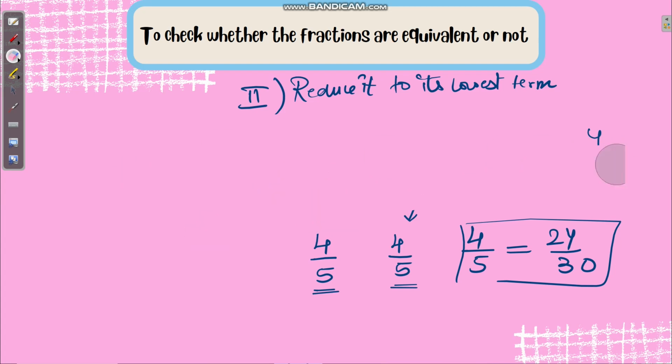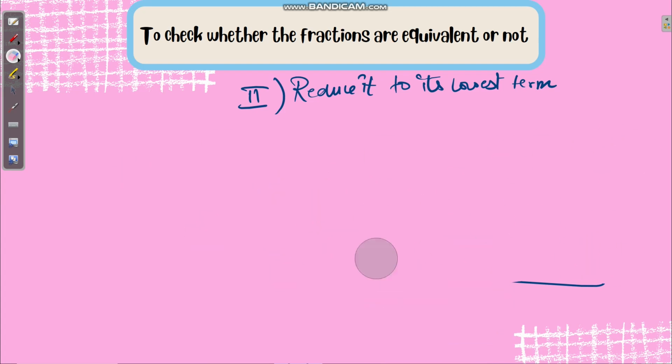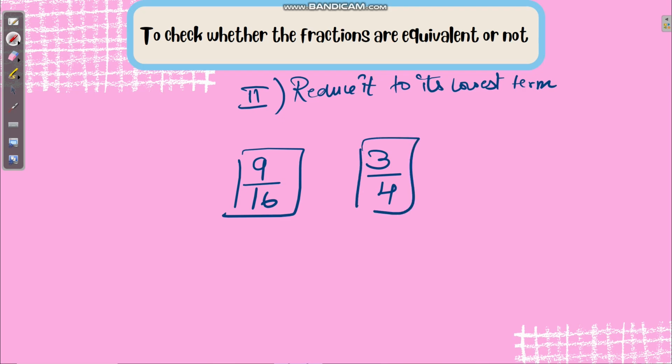Let's solve one more example by using the same method, that is reduction method. So you reduce it to the lowest term. Let's take the example 9 by 16 and 3 by 4. Is there any number which can divide 9 and 16? Can I reduce it? There is no number which can divide 9 by 16. This is the lowest term, and 3 by 4 itself is the lowest term.